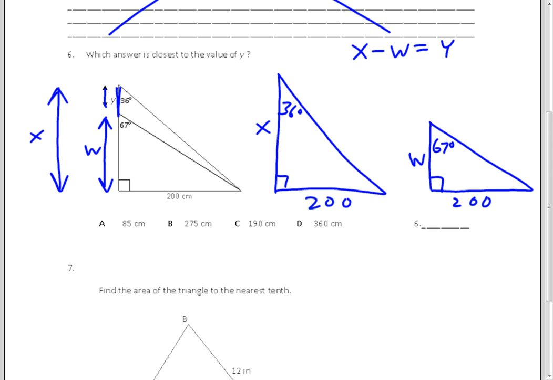Well, you have to find X and W using trig. Use your sine, cosine, and tangent twice. Even though it's one picture, you're actually doing 2 separate problems. Find X, find W, subtract. Because all of your answers are whole numbers, I would just round to the nearest whole number before I subtract. And according to the setup, does it look like I have the same pieces? Yes. So you're probably going to use the same exact trig function, whatever it is.